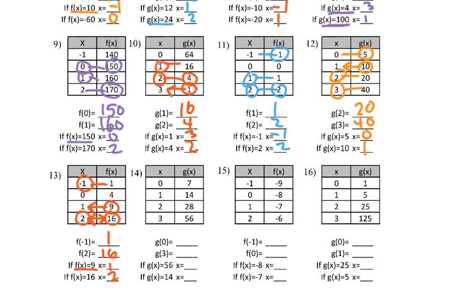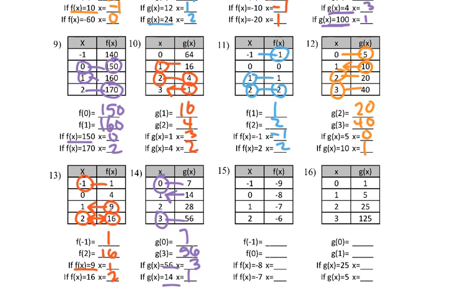Okay, number 14. g of 0 will get us to 7. g of 3 to 56. 56 takes us back to 3. 14 takes us back to 1.